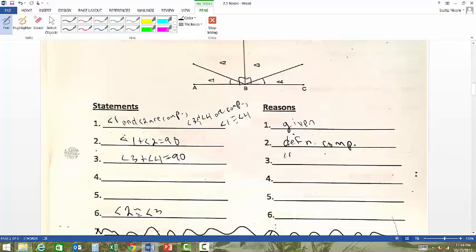So since it's the same reason, I can go ahead and put quotation marks. And then just like we did in the other proof, since this expression equals 90, I can plug this expression in for 90 above, which allows me to write angle 1 plus angle 2 equals angle 3 plus angle 4. And just like before, we call that the substitution property.